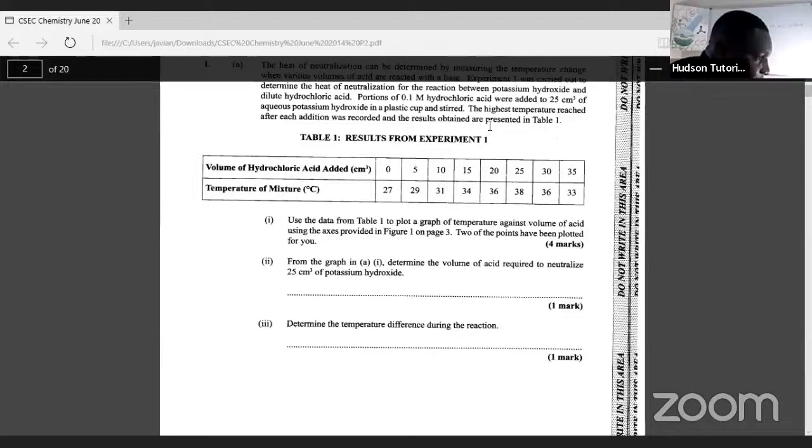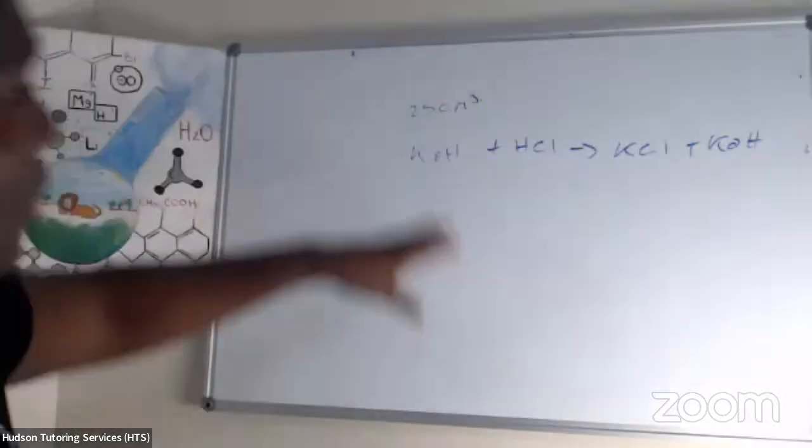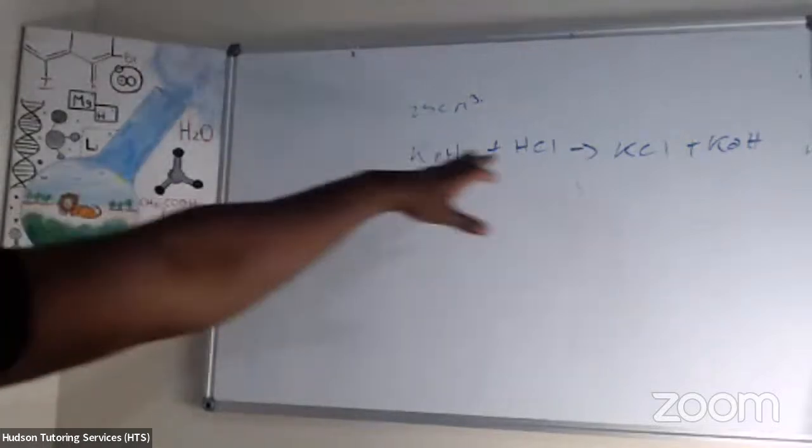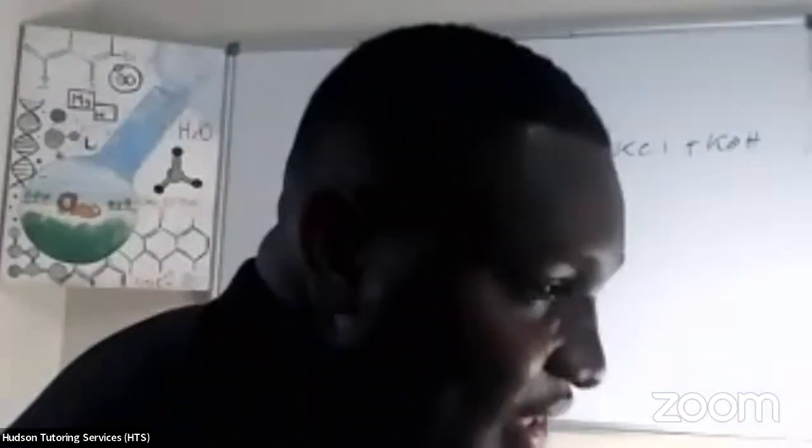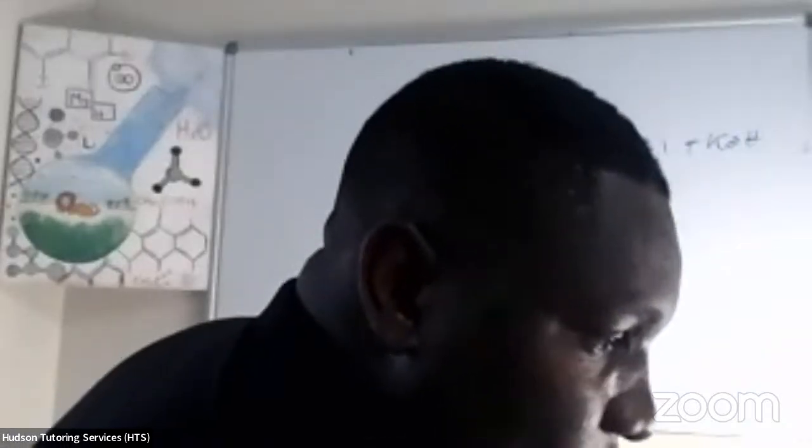Let me stop share so you can see my board. So if you look, it's KOH reacting with HCl to give KCl plus H2O, right? It's a 1-to-1 mole ratio. Because it's a 1-to-1 mole ratio, the same volume that is used would basically be the same equivalent volume that it would take to neutralize it. Simple as that. So it's 25 just the same. All right, let's continue.